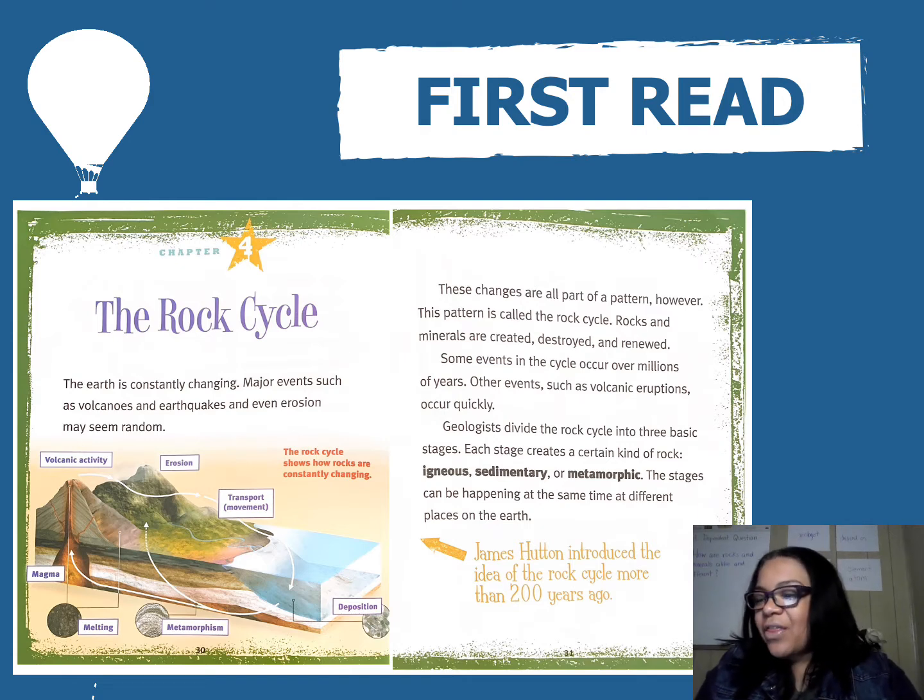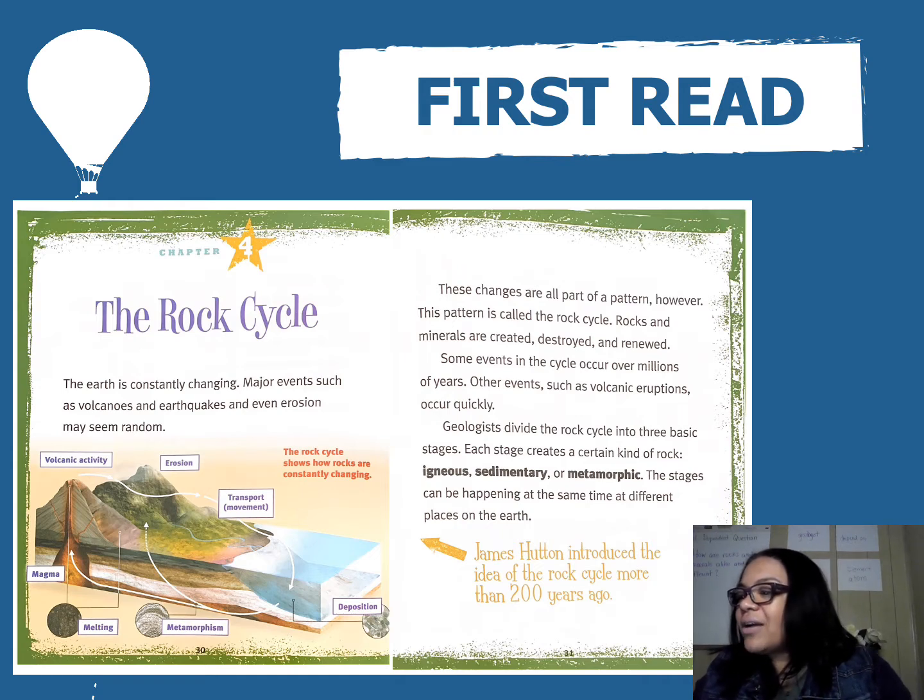Chapter 4, the rock cycle. The Earth is constantly changing. Major events such as volcanoes and earthquakes and even erosion may seem random. These changes are all made up of a pattern. However, the pattern is called the rock cycle.